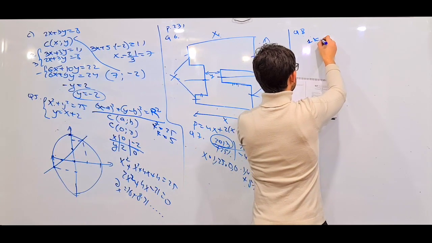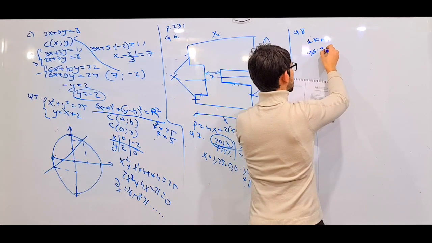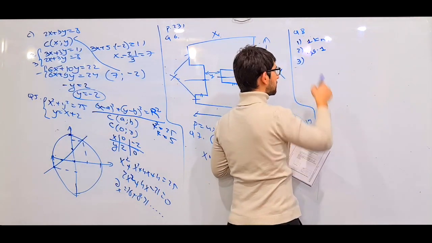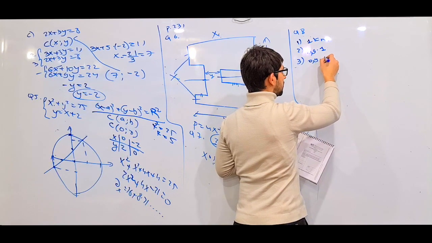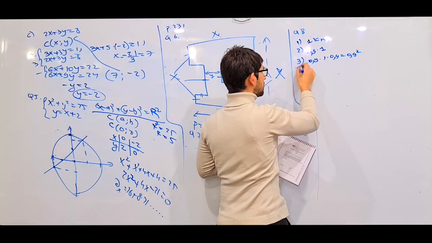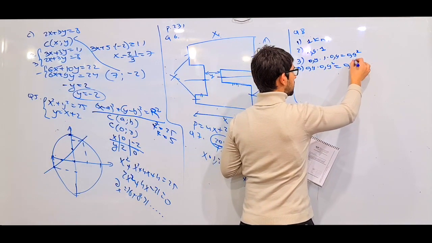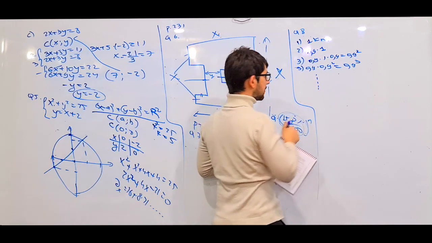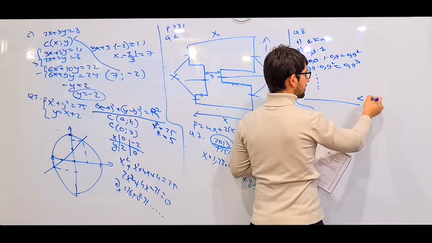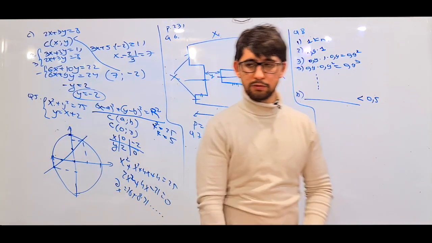1 kilometer the first day. Second day, 90% of the first day. Third day, 90% of the second day. So 0.9 times 1 is 0.9, then 0.9 square, and it's going to be 0.9 cube. Sometime, let's say the nth day, the walking distance will be less than 0.5. When will it happen? So this is a question.